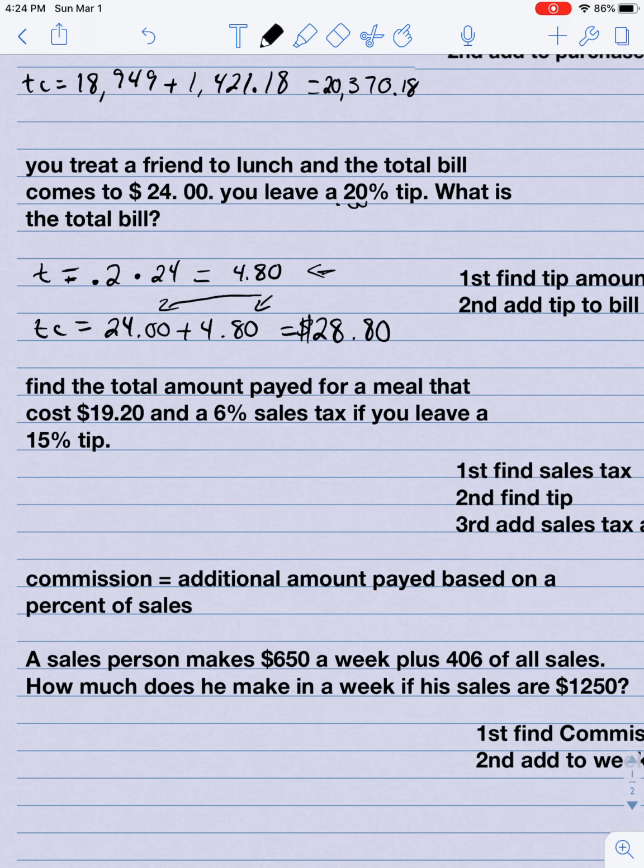And the sales tax and tip are only going to be applied to the cost. The tip doesn't come into effect of the cost plus 6%, and the 6% doesn't come into effect of the cost plus tip. So first, our sales tax is equal to, our percent is 6%, so that is 0.06 times 19.2. So when we take 19.2 times 0.06, we get $1.15.